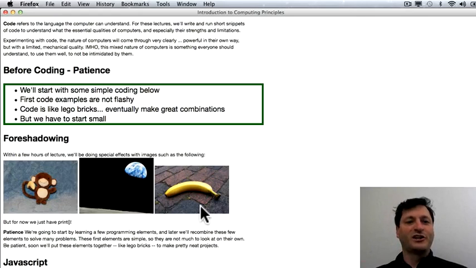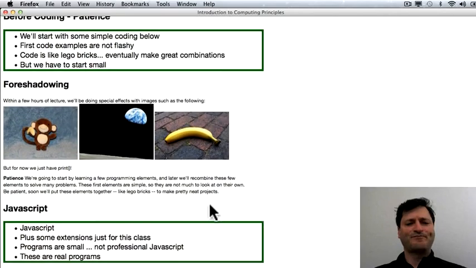Oh, and here I put in a little bit of foreshadowing. Within a couple hours of lecturing, we'll start doing visual special effects. We'll play around with the famous monkey, moon, banana problem, shown here. That's just a little foreshadowing of where we're going to get. But for today, we're just doing simple bits of coding.